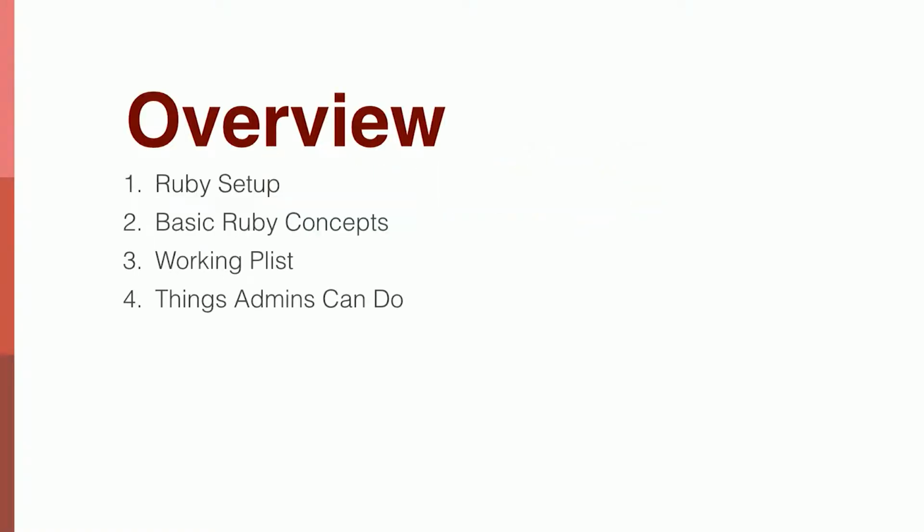So we're going to look at four areas here. We'll go over a basic setup. We're going to cover some basic Ruby concepts. The code is going to be very, very simple. It's about the concept, not the code. We'll talk about working with plist, and then we'll look at some examples of things admins can do with Ruby, some of the things I'm doing, and hopefully it'll give you some ideas of something you can do.